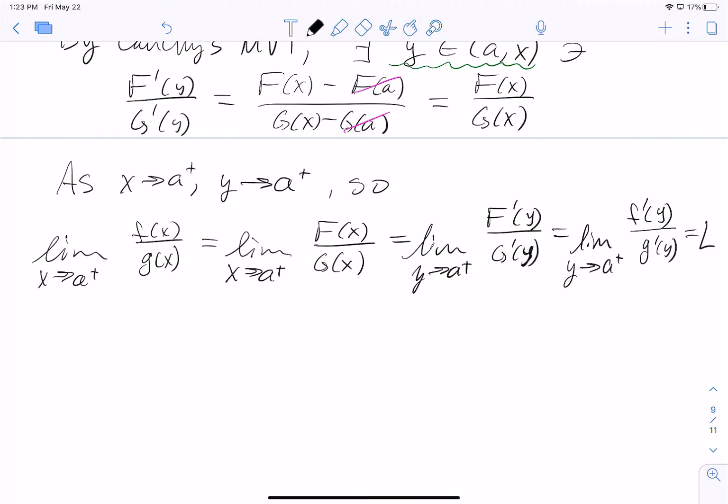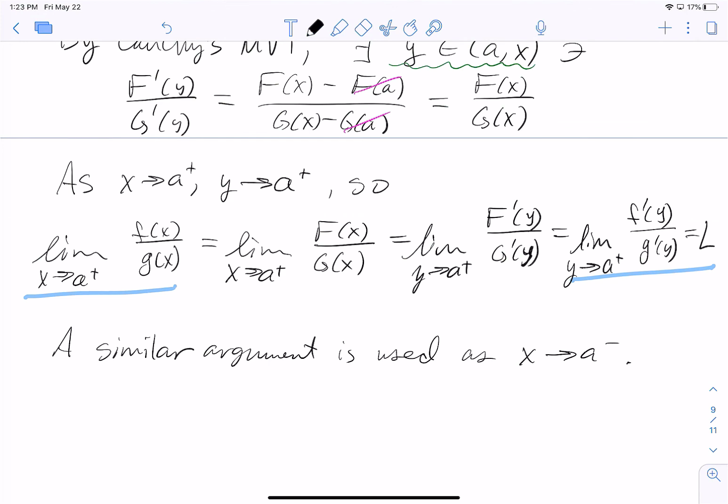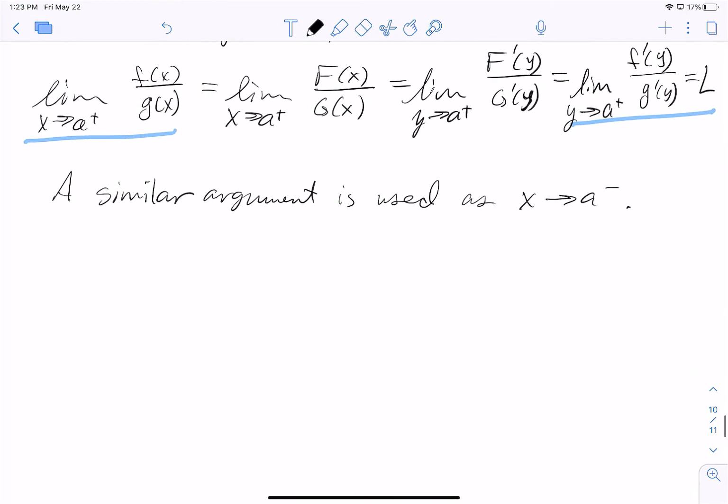We had originally said that that limit was called L, and what we have just shown is that L is equal to the limit as x approaches a from the positive side of f of x over g of x, the lowercase versions. A similar argument is used as x approaches a from the minus side, and this concludes the proof. Now, folks, this is for finite values of a.